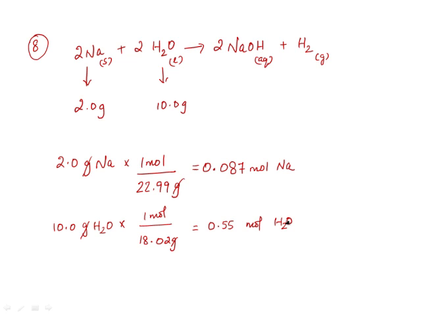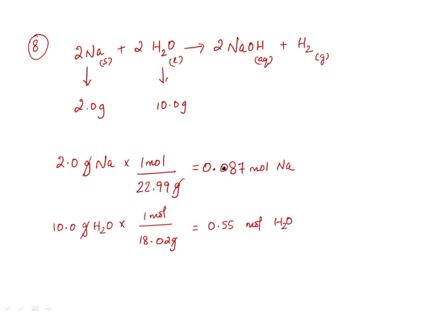So we converted both quantities into number of moles. Now we are ready to identify the limiting reactant. Well, in this question it is really easy. You don't even have to do any calculations. If you just look at the equation, that should tell you which is the limiting reactant. What is the mole ratio between sodium and water? 2 to 2, or in other words 1 to 1. So 1 mole of sodium needs 1 mole of water, correct?